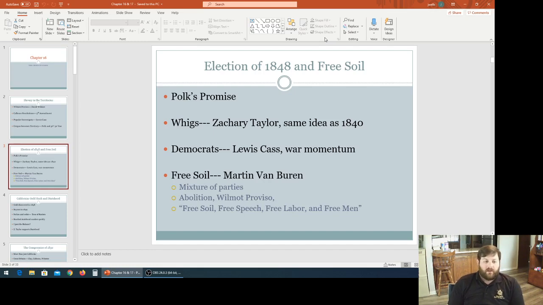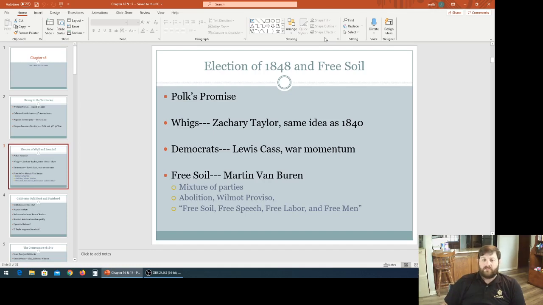So, y'all, the Free Soilers don't make a big stand here, but they're notable. They have a former president as their nominee, so we're seeing major attention for them, but ultimately they're not going to make a major stand. Zachary Taylor is going to win. He's the war hero. So, yeah, we see the momentum of the war going to the war hero in Zachary Taylor, not the party that won the war in the Democrats.